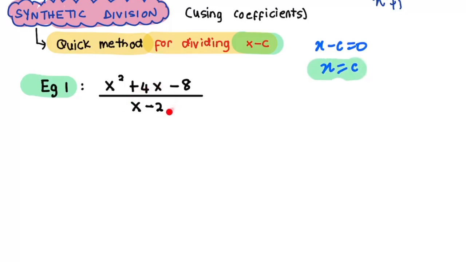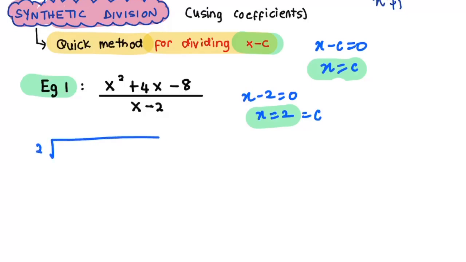Now let's try using example 1. So your divisor is a linear x minus 2. Now let's solve this. So you have got the answer of x equal to 2. So this is actually the value of your c. Now let's put your c here, which is 2.